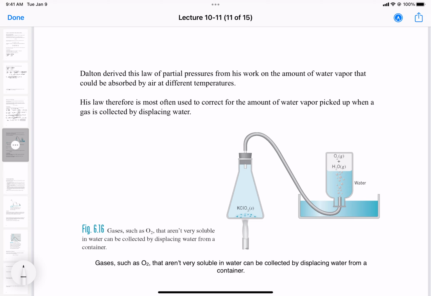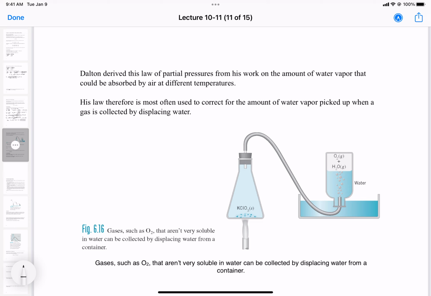Usually you collect it over water because it's easier to collect it that way instead of just pouring it into an empty container. What he found out is that the partial pressure is often a combination of the pressure of the gas you're looking at and also the amount of water vapor that was absorbed by the air.